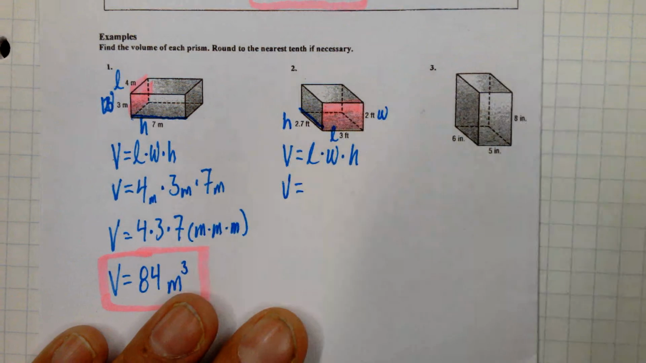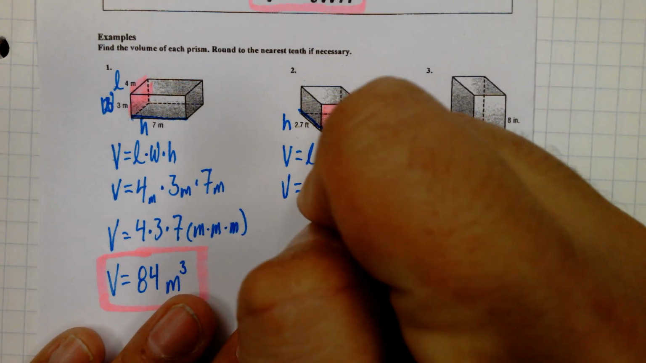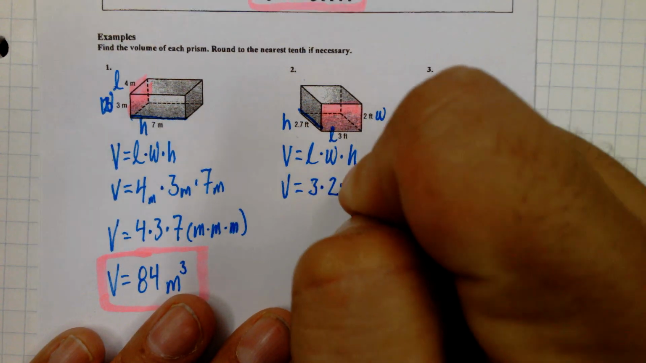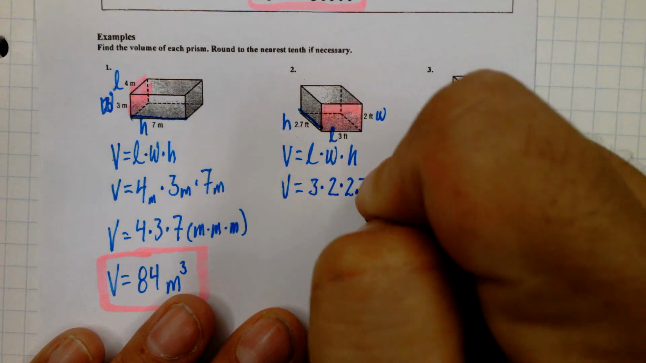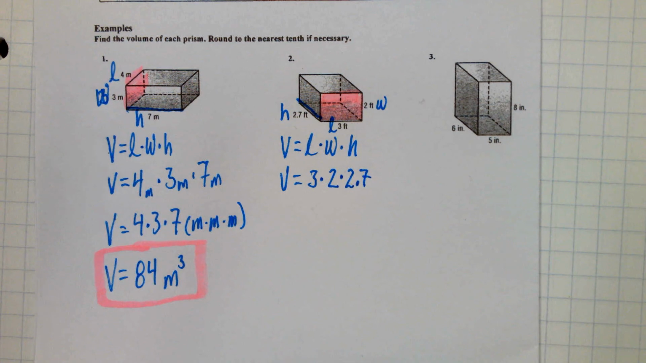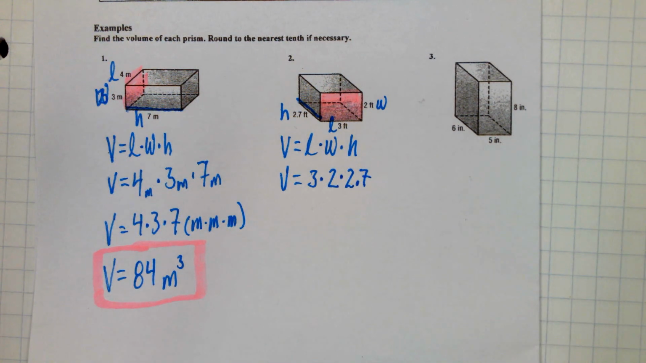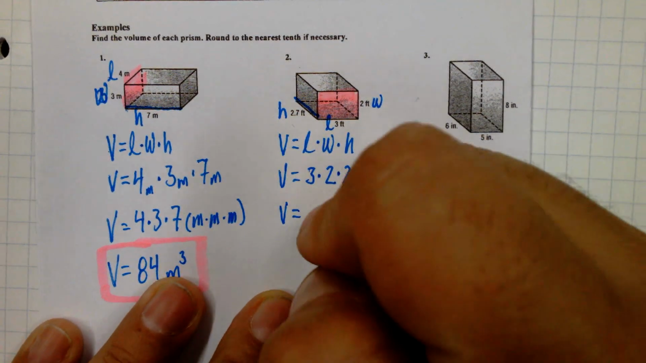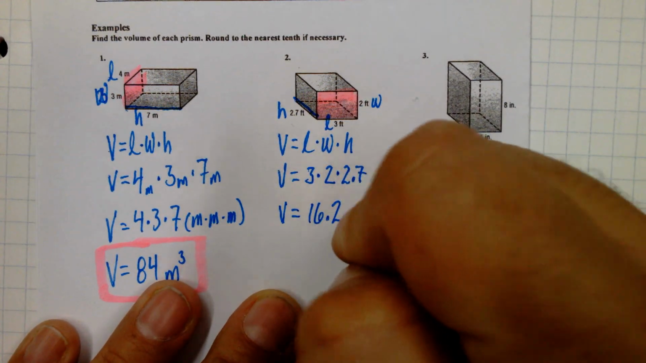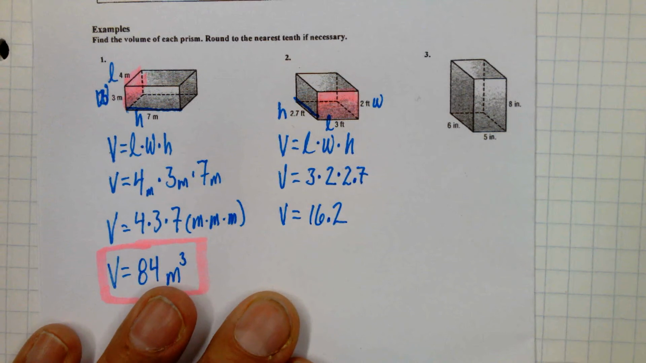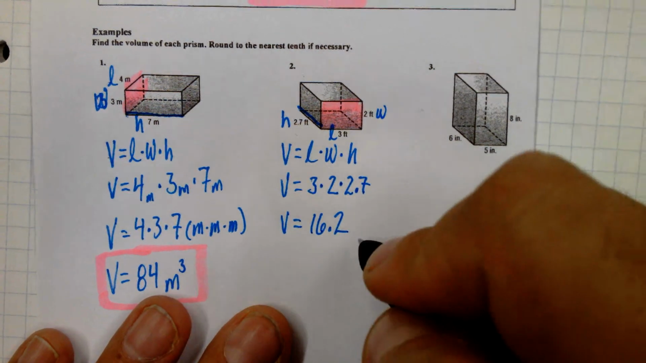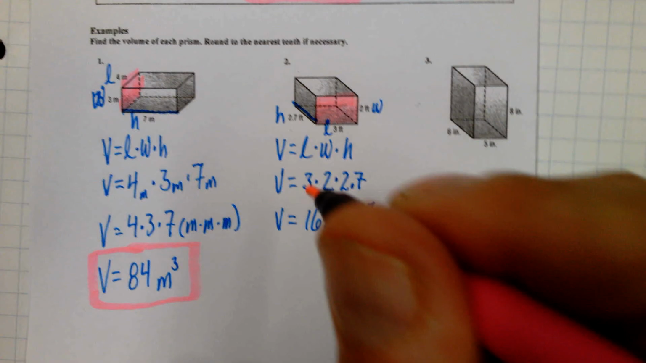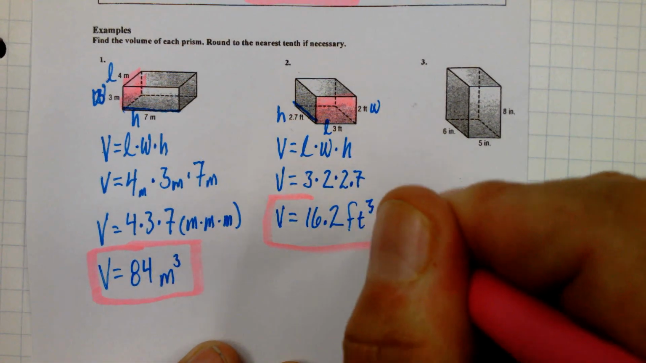I'm not going to include the units this time. 3 times 2 times 2.7. Okay, multiply those 3 numbers. 16.2. And now what are the units for this? Cubic feet. Okay.